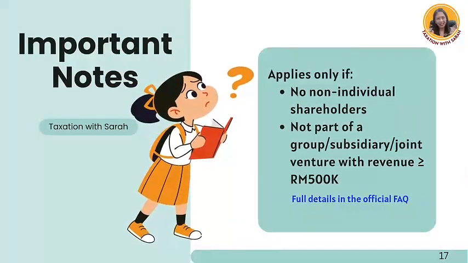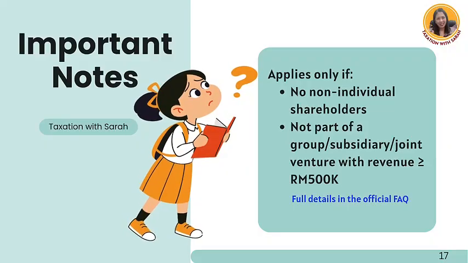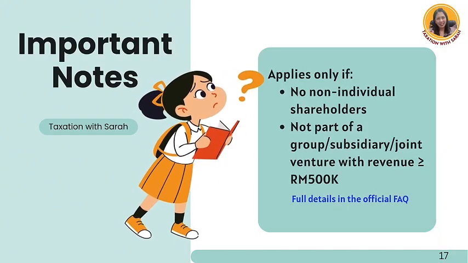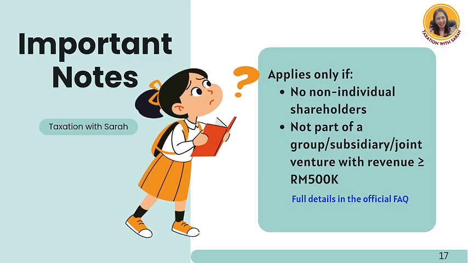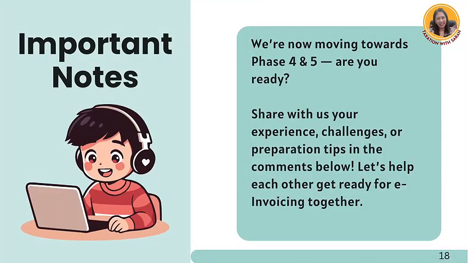Important notes. Applies only if no non-individual shareholders, not part of a group or subsidiary, or joint venture with revenue above RM 500,000. Full details in the official FAQ. We're now moving towards Phase 4 and 5.